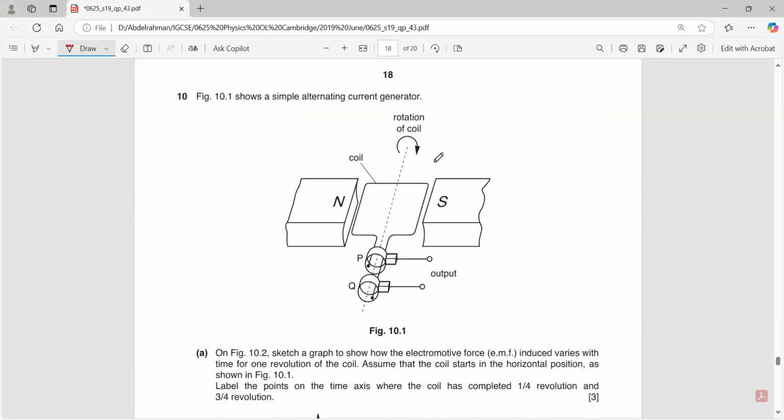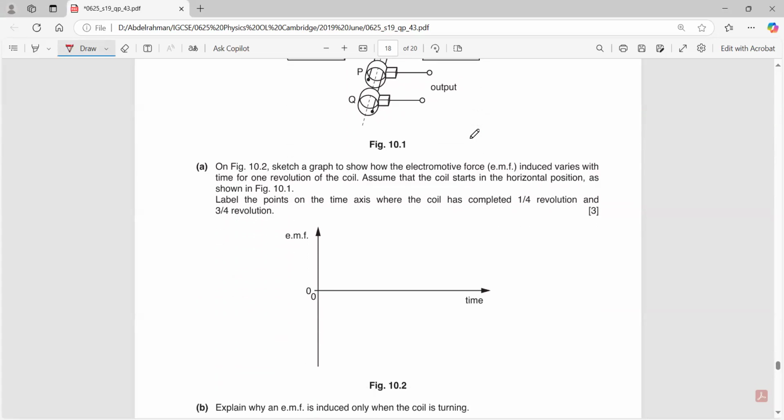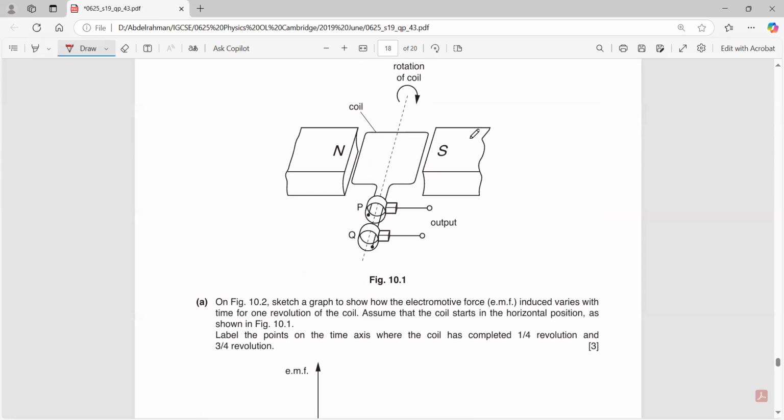Question 10. Figure 10.1 shows a simple alternating current generator. You have the rotation of the coil in this direction, and you have the magnet. Sketch a graph to show how the electromotive force induced varies with time for one revolution. Assume that the coil starts in the horizontal position as shown in 10.1. It needs to complete one full cycle.